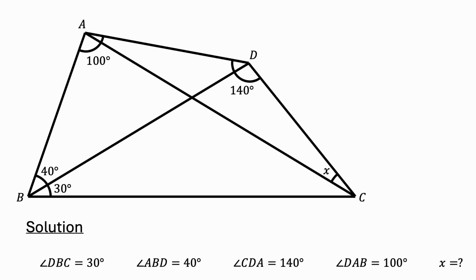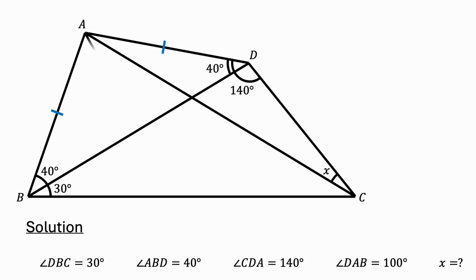And now for the solution. In triangle ABD, angle BDA equals 180 degrees minus 100 degrees minus 40 degrees, which equals 40 degrees. Since angle ABD equals angle BDA equals 40 degrees, triangle ABD is isosceles, so AB equals AD.